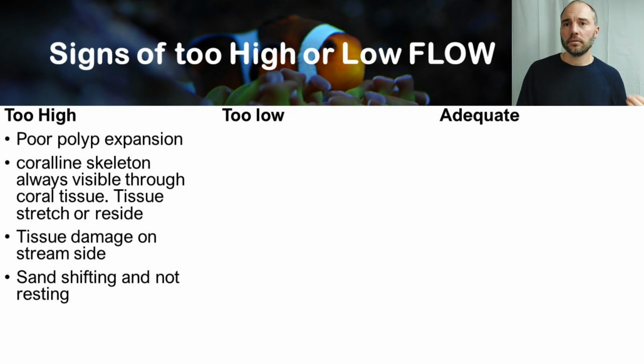Secondly, you can get that the coralline skeleton is visible through the coral tissue. I mean, the tissue is stretching or it's even receding. That also could be a sign of too high flow. Thirdly, you can see tissue damage on the stream side. And finally, another sign is that the sand is always shifting and it's not resting in your aquarium. Then it could be a sign that the flow is poorly directed or it's too high.